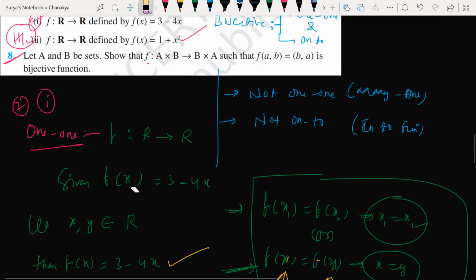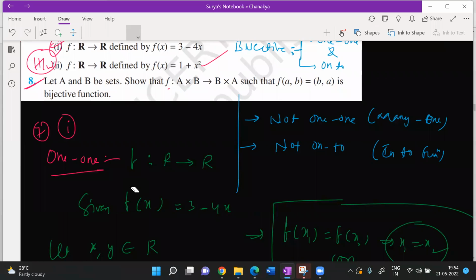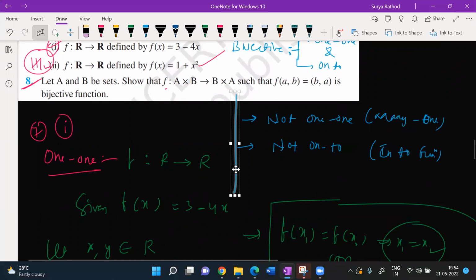Make it fast. Tell me, how can we write this? Function is mapping from A cross B to B cross A. F of A comma B is equal to B comma A, given.